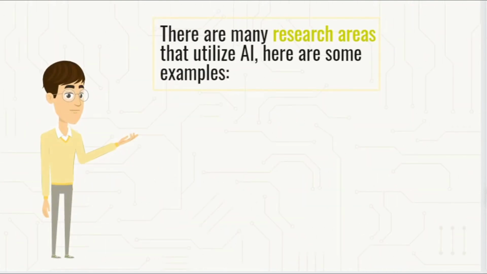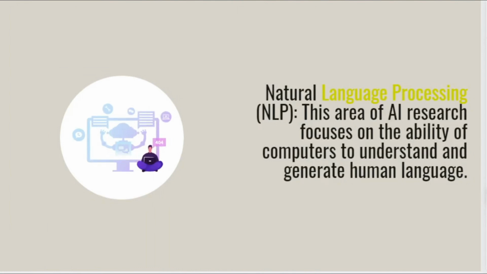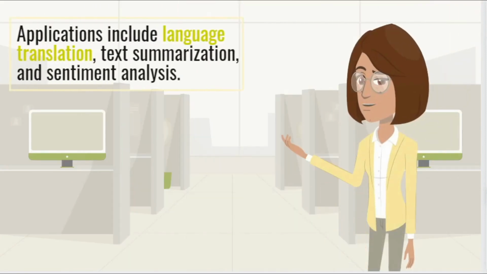There are many research areas that utilize AI. Here are some examples. Natural language processing, NLP. This area of AI research focuses on the ability of computers to understand and generate human language. Applications include language translation, text summarization, and sentiment analysis.